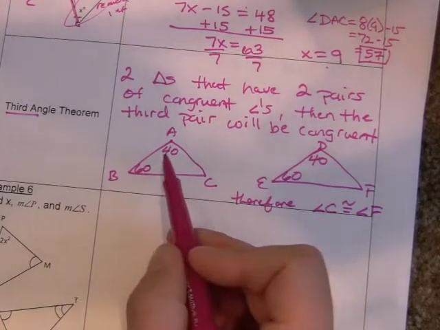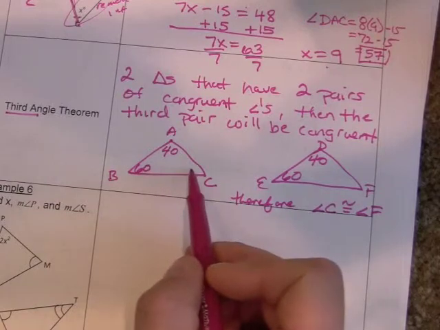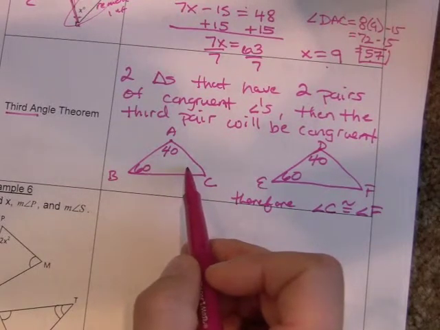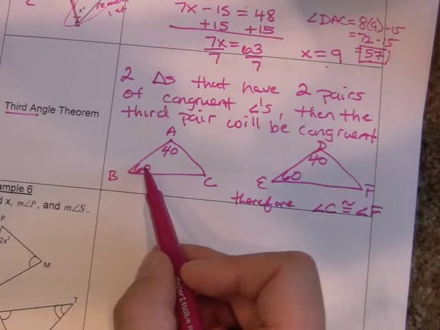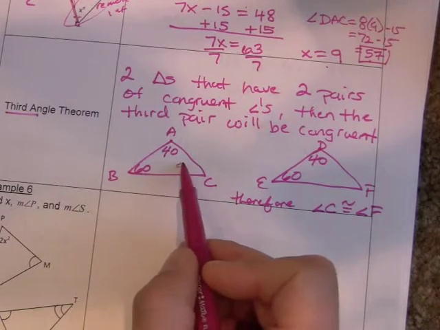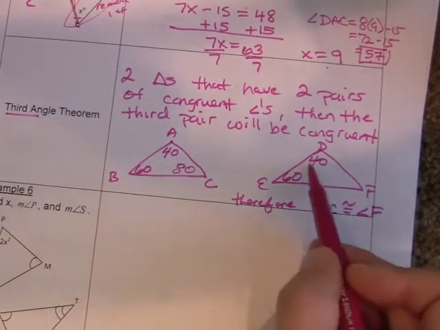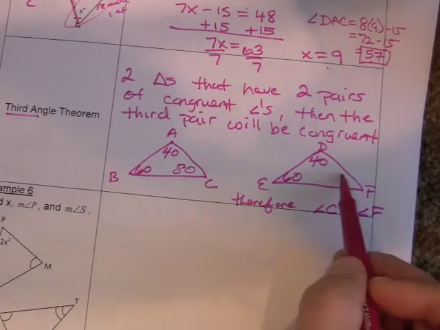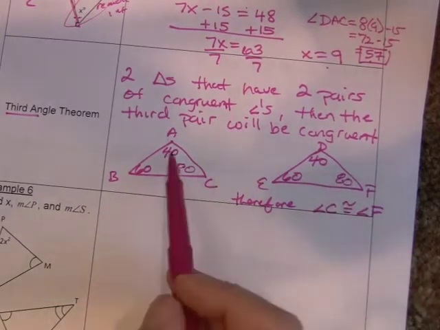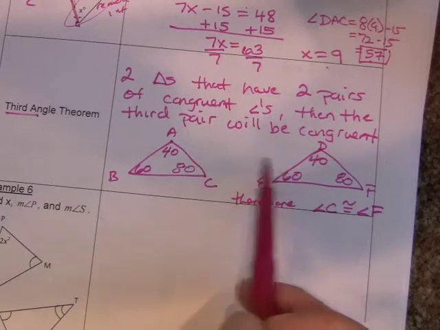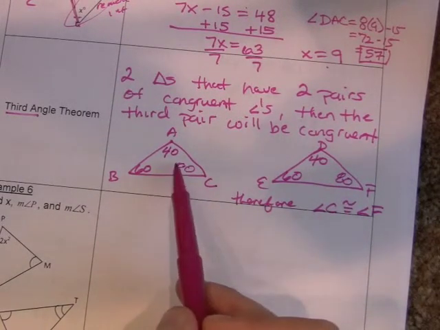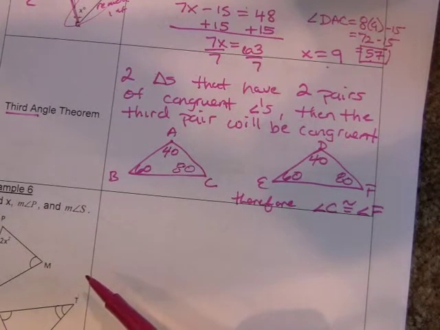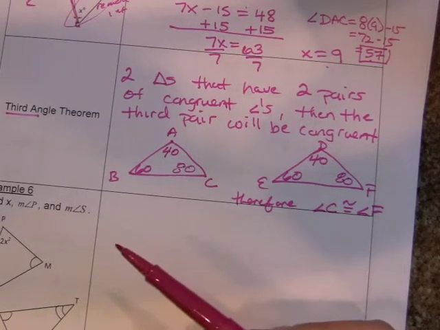So for instance, if this is 40 and this is 60, all three angles here must add up to 180 degrees. So 40 plus 60 is 100. 180 minus 100 gives you 80. So this would be 80. And 40 plus 60 is 100. This would be 80 as well. So if you have two pairs of congruent angles, the third pair will always be congruent because it has to be based on the triangle sum theorem. And that's the third angle theorem.